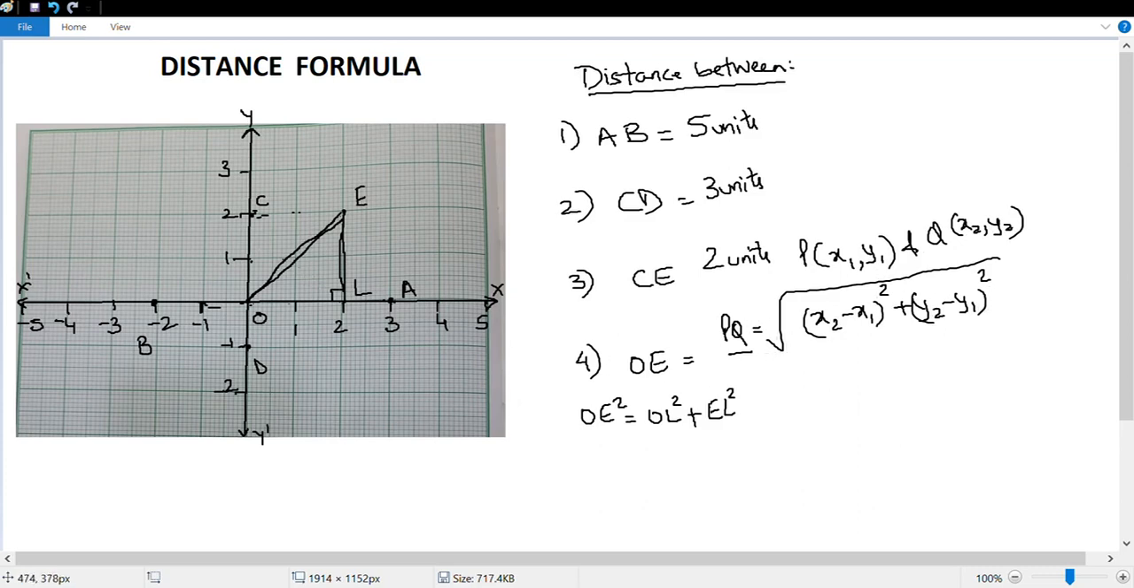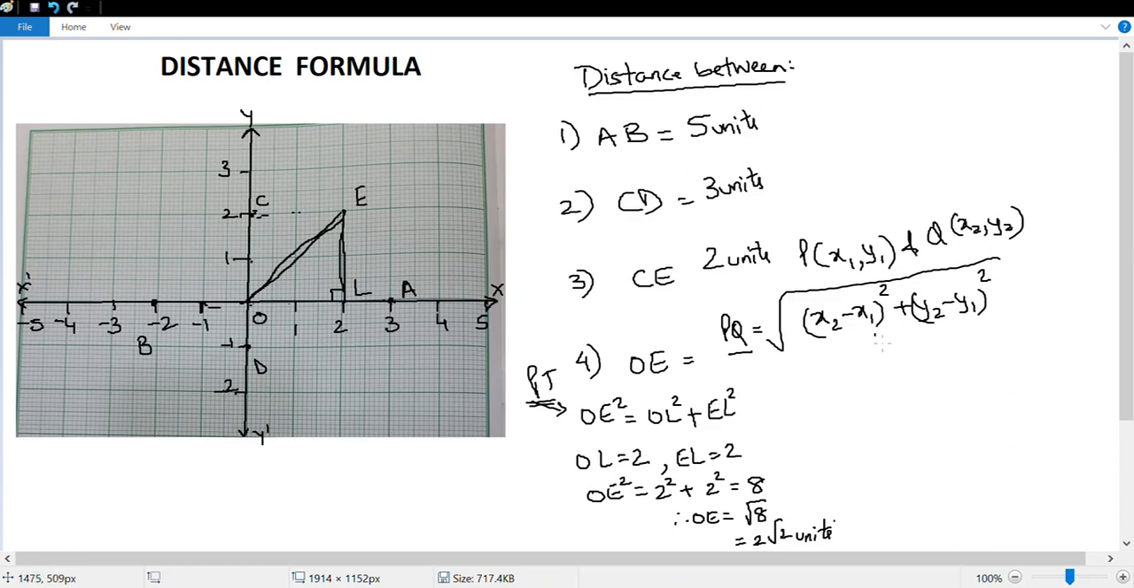So for us, let's look at this question. Here OL is given equal to 2 units, EL is also given equal to 2 units. So OE square will be equal to 2 square plus 2 square, which is 4 plus 4, that's 8. Therefore OE will be equal to square root of 8, which is 2 root 2 units. Perfect. Now we applied this using the Pythagoras theorem.